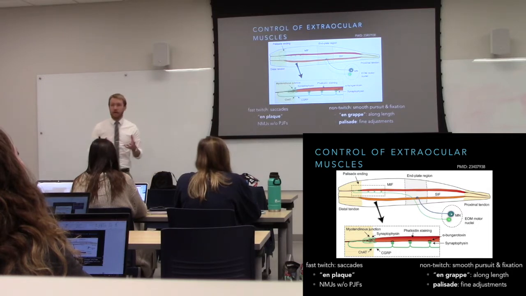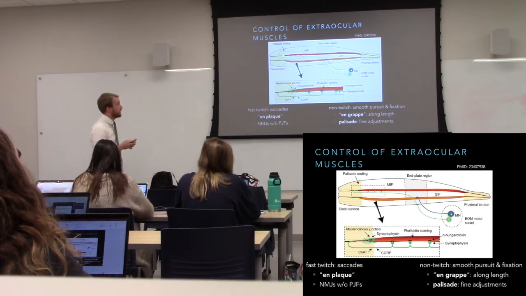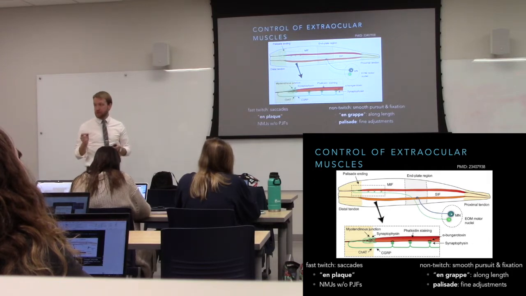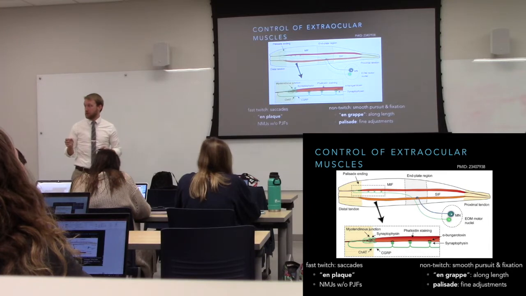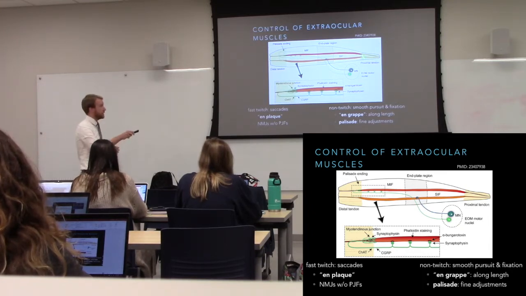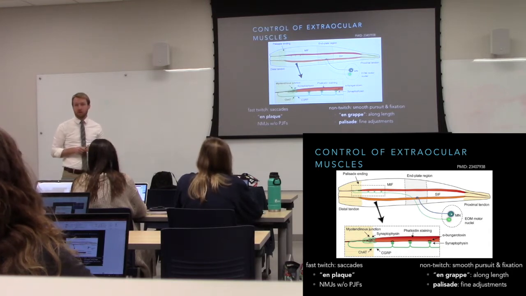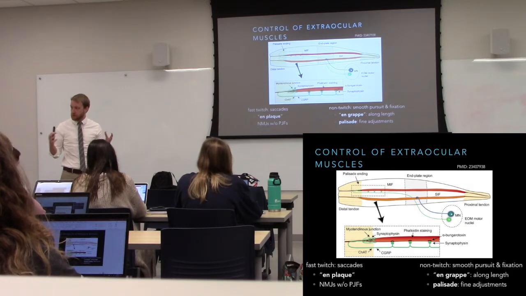Rather than having the entire fiber contract all at once, small portions can contract, and we can make fine adjustments out here at the end where it connects to the tendon. So we form multiple synapses. Only at those areas are we going to have depolarization. It won't spread throughout the entire length, and that's going to allow for more subtle changes in muscle length. The whole thing doesn't contract at once.